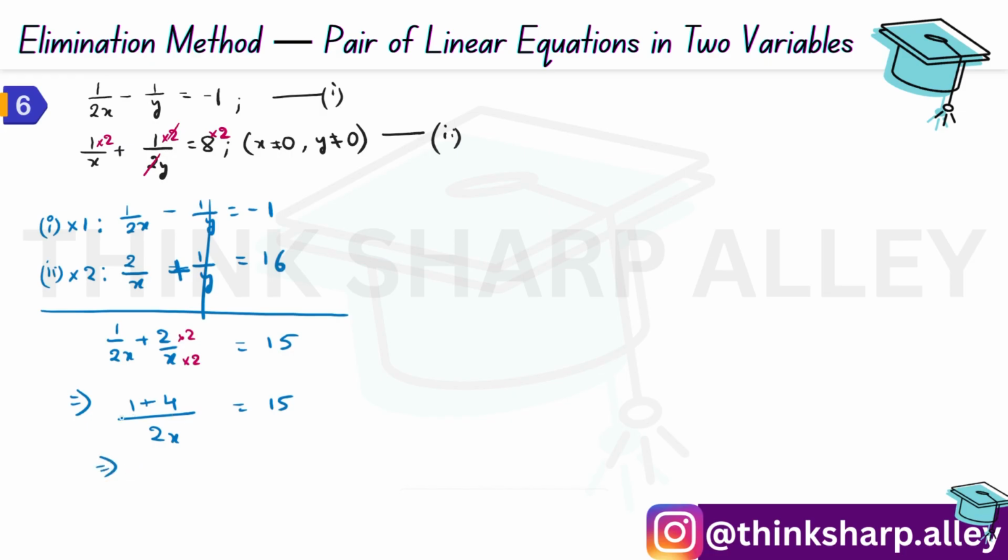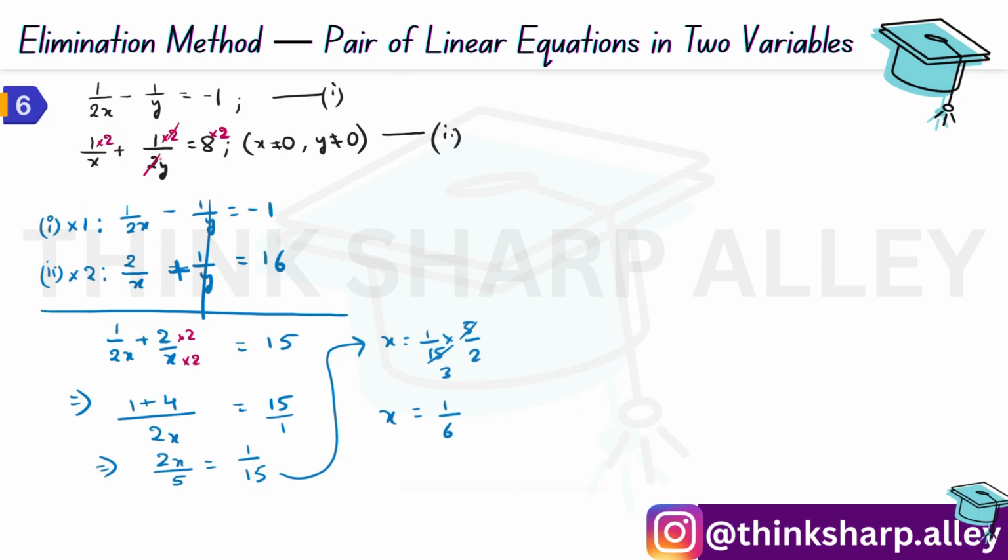Now let's take reciprocal on both sides. So we have 2x by 5, because 4 plus 1 is 5, equals, now this side reciprocal will give me 1 by 15, right? So x is equal to 1 by 15 into 5 by 2. So that means x is 1 by 6. Now, using this value, we'll find the value of y.